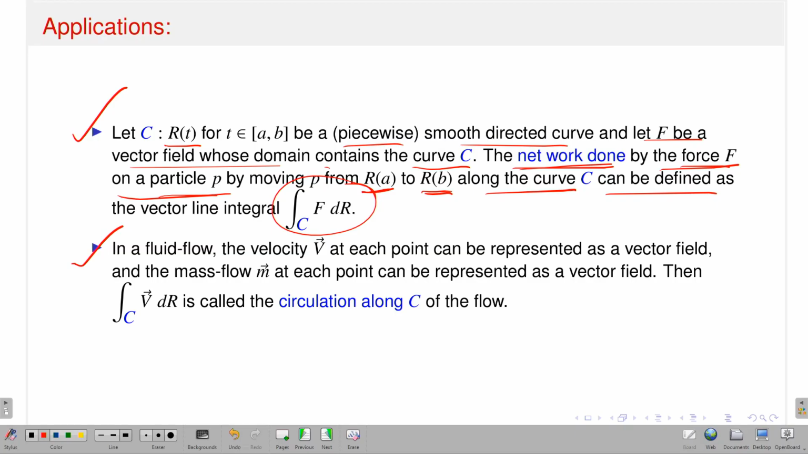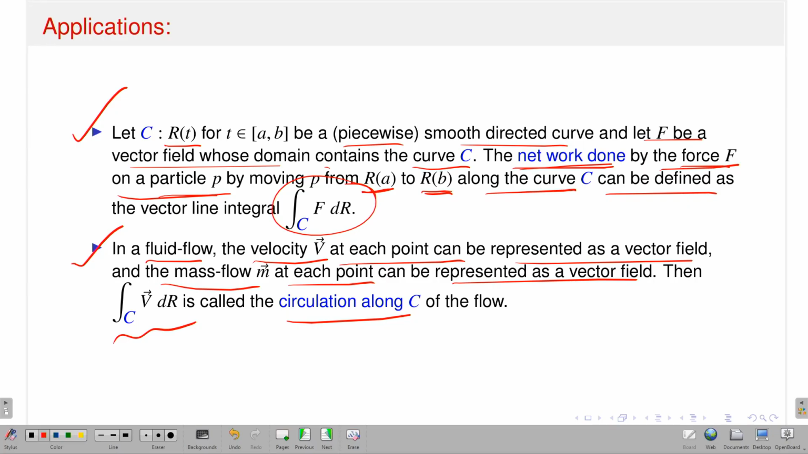In fluid dynamics, what is there? In a fluid flow, the velocity vector v at each point can be represented as a vector field, and the mass flow m vector at each point can be represented as a vector field. Then the corresponding vector line integral, that is the integral of v over C dr, is called the circulation along C of the flow. So that's another significance of your vector line integral.